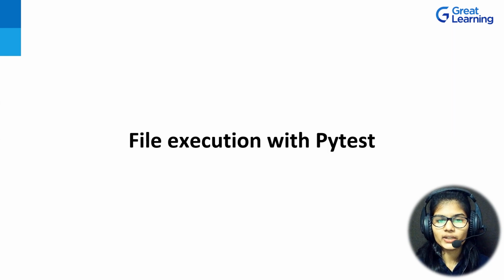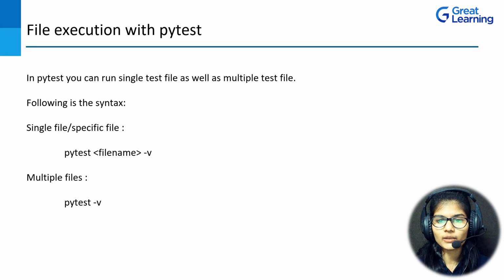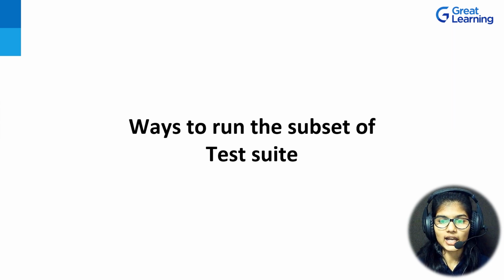Moving forward, we have how we execute the file with pytest. When you have written your code, in pytest you can run a single test file as well as multiple test files. So it gives you that option. The syntax for a single or specific file is: pytest, file name, and after that you put -v. And whenever you want to run multiple files, in that case you put pytest, and in front of that you put -v.